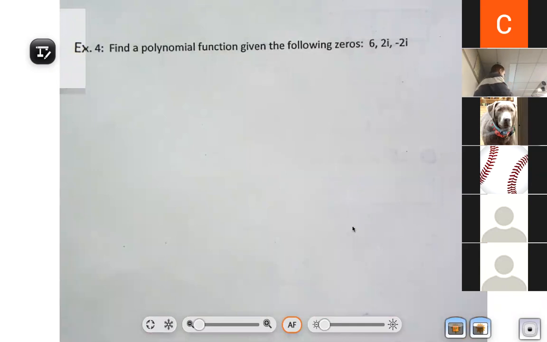Any guesses? Yeah. You do x plus 6 times x plus 2y times x minus 2y. You are about as close as you could be without being correct. And I think when I show you this, you'll see your mistake.